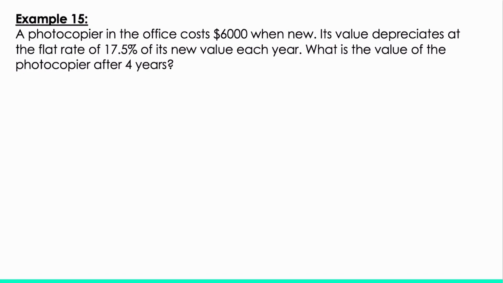So first thing I would like to do is to highlight. We've got a photocopier at $6,000 when new. You can annotate as you go along, or you can annotate afterwards. Its value depreciates. This is a really important word because we know it's going to be minus, and flat rate tells me what rule that's going to be. So I'm going to quickly write that rule out. That'll be V0 minus ND. At 17.5%, so R is 17.5 of its new value. What's the value after 4 years? This is what I'm looking for here.